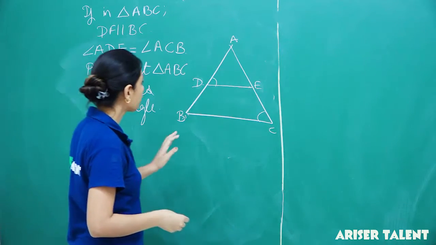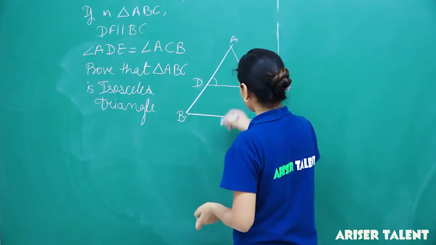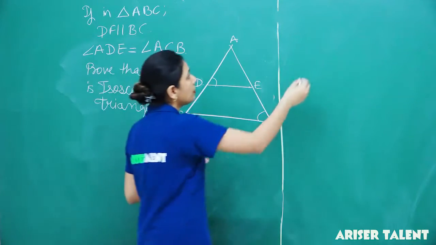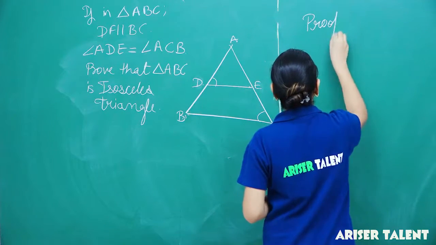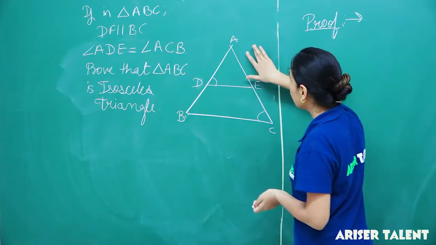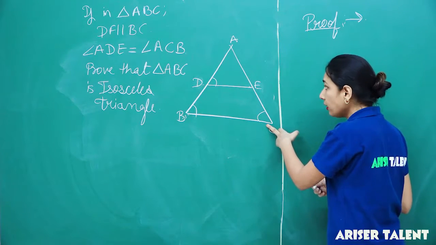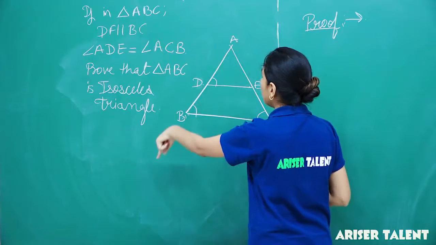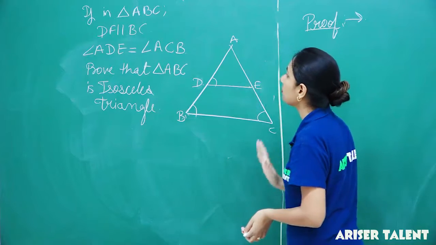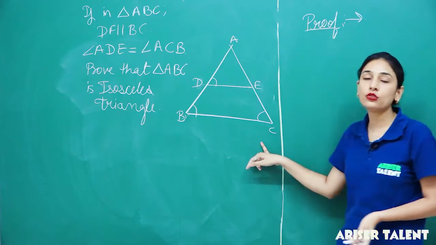Okay, so look, DE is parallel to BC. Okay, now if you are talking about this triangle, start the proof here. So how will you prove that this is an isosceles triangle? You have to prove that either this angle is equal to this angle or this line is equal to this line. If these two lines become equal, then you have proved that angle B is equal to angle C, right, students?